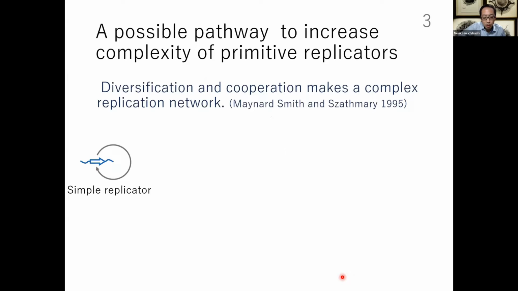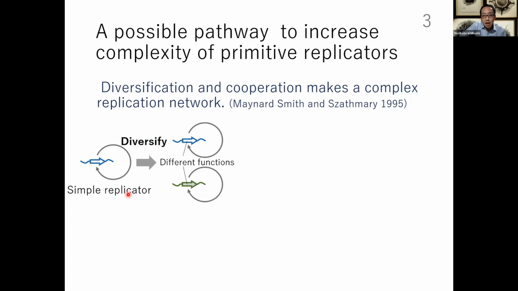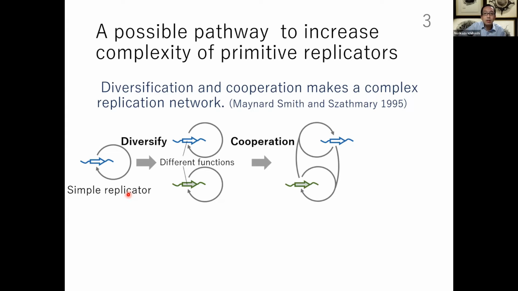Before explaining our experimental results, I'd like to introduce a theoretically proposed possible pathway to increase the complexity of primitive replicators. Maynard Smith and Szathmáry proposed that diversification and complex cooperation make a complex replication network. This process starts from a simple replicator, which they assumed diversified into two different replicators with slightly different functions. Then these two replicators start to cooperate to form a large replication network which has multiple functions, and then the RNAs fuse.